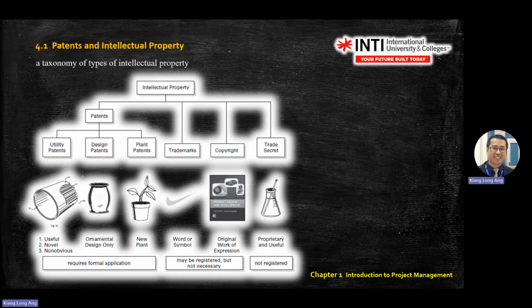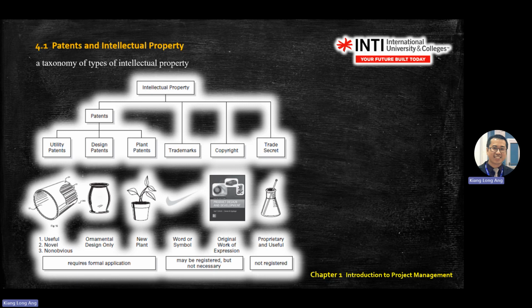This chart is very important for you to explain what actually is patent and intellectual property. So this one has a few things you can explain. Intellectual property: you have patent, trademark, copyright, and trade secret. So there are four things you can explain. This chart can help you to answer 10 marks kind of question, maybe 10 to 12 marks. Then you explain as well.